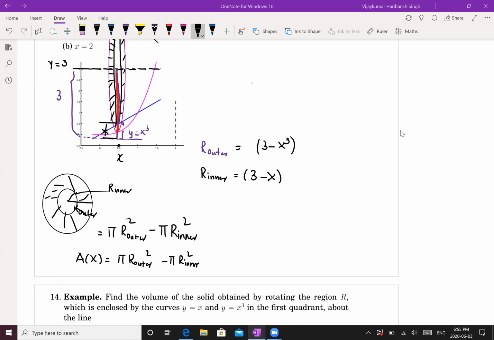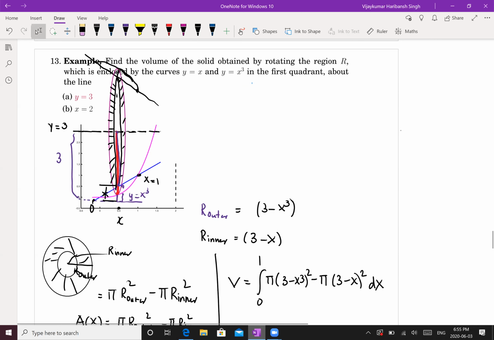And what will be the volume? The volume is going to be 0 to, where do they intersect? They intersect here at 0, x is 0, and here x is 1. They intersect at 0 and 1, so it's going to be the integral from 0 to 1 of pi times (3 minus x cubed) the whole squared, because that is our outer squared, minus pi times (3 minus x) squared, dx. And you can find out this volume by expanding it out.